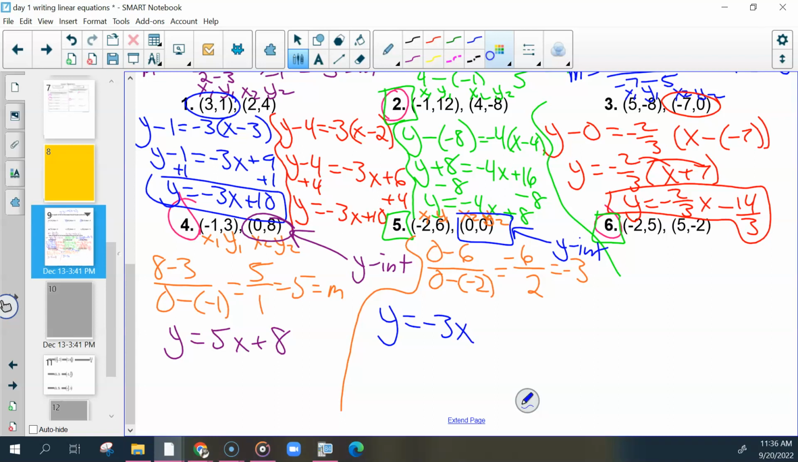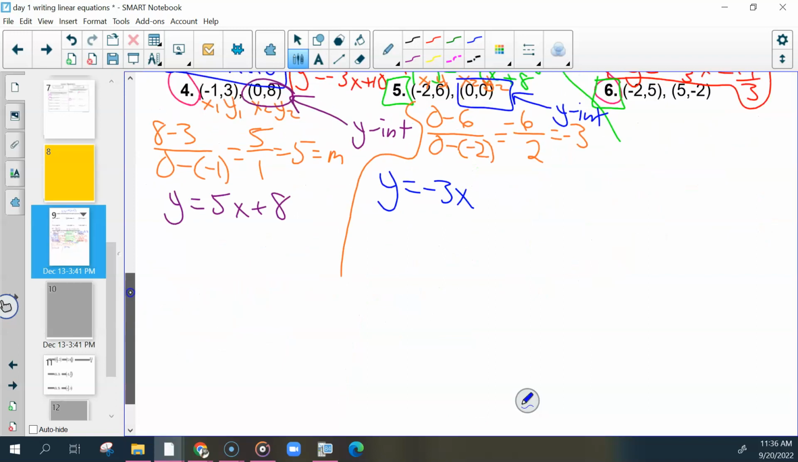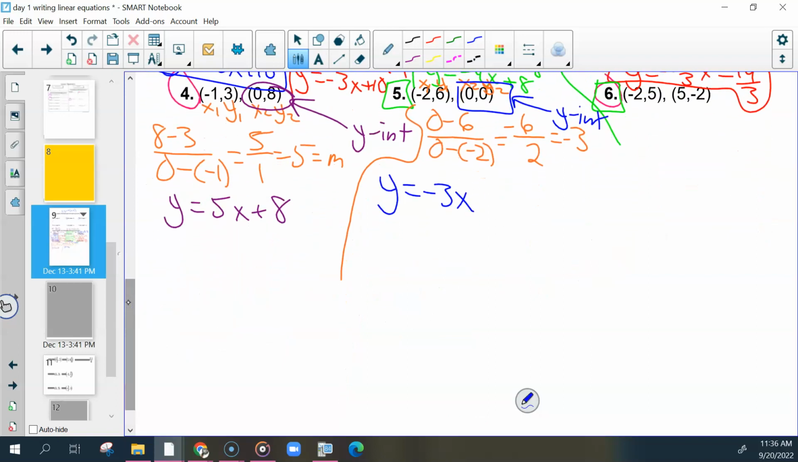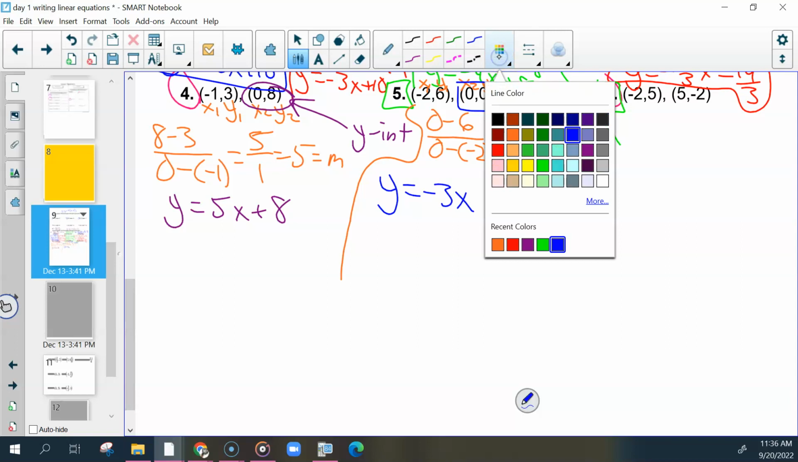If you were doing the work, I would say use that point because it'll make your life a little bit easier. Less work to do. Questions on that one? And then number 6, I'm going to do that out here because I'm running out of space.